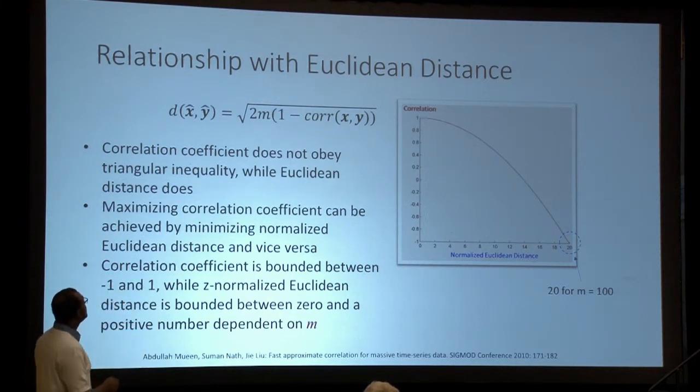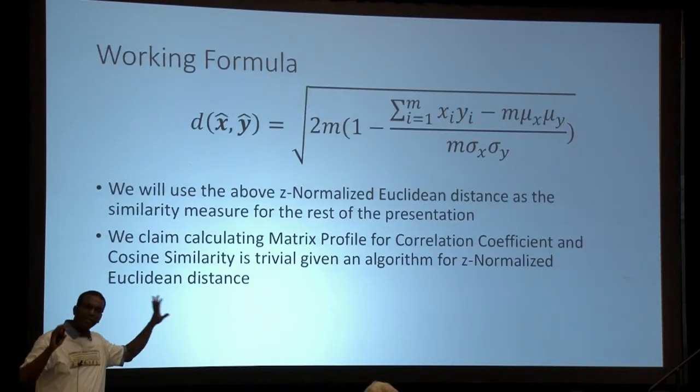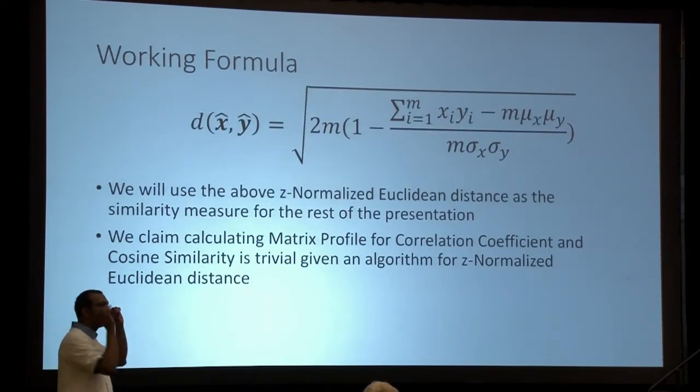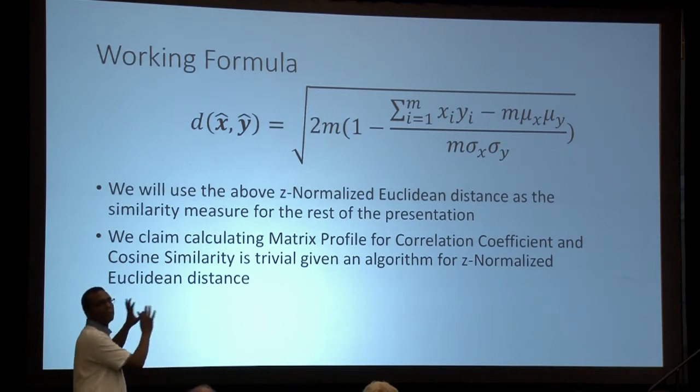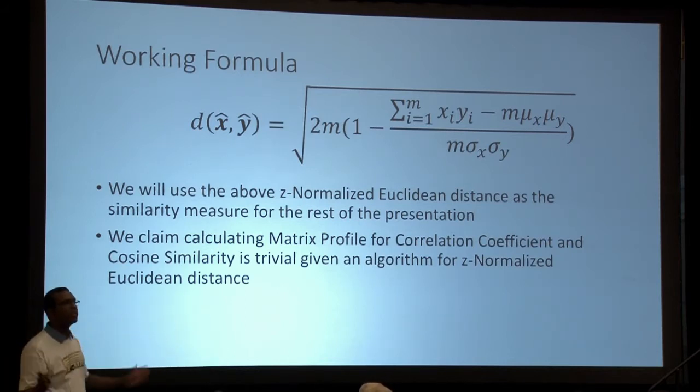So now if we plug in the correlation formula here, we get this. And this is the only equation that I would like you to focus on and remember over the course of the presentation. You don't need anything else. So the distance between the two normalized sequences, I just plugged in the correlation formula here. And this is our working formula.